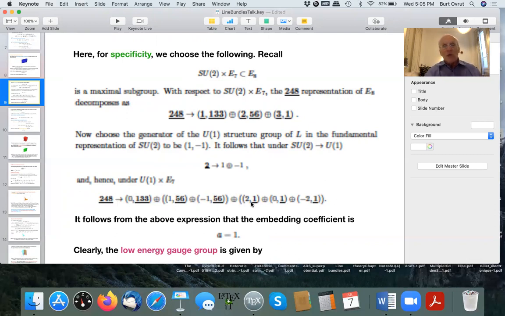From this, I can read off what the generator Q is. I can square it, I can take it to the E8 trace, and I find out that the coefficient A is equal to 1. So it's as simple as possible.